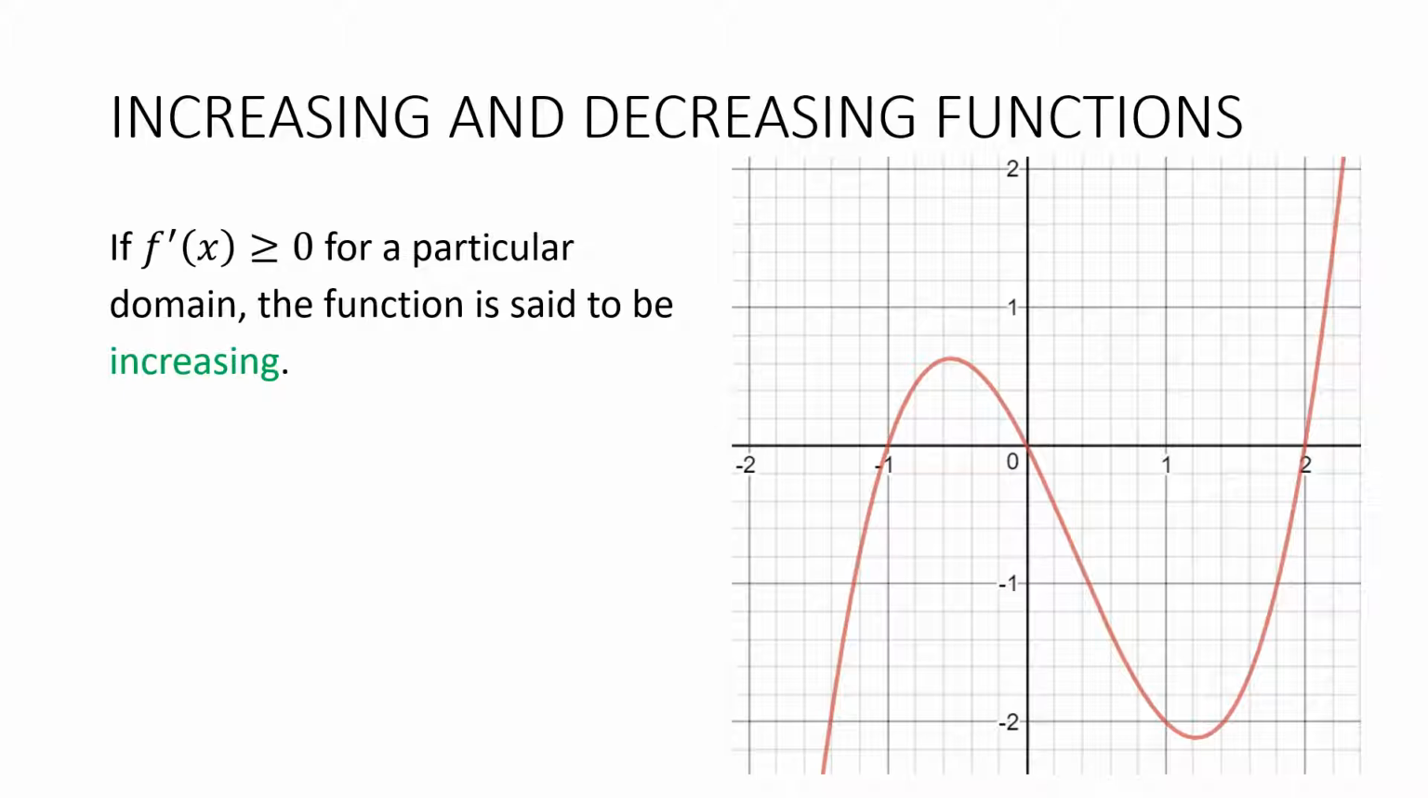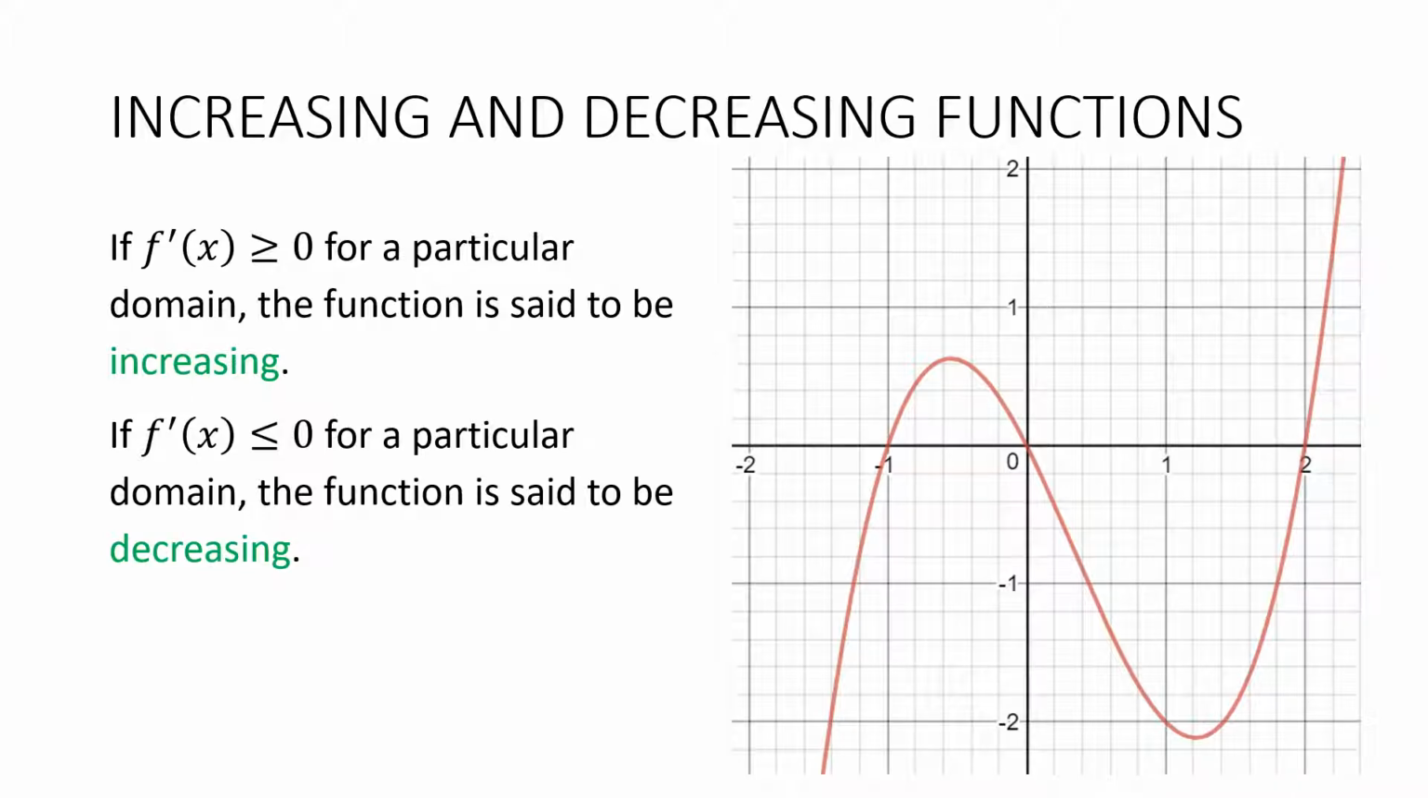So if f dashed of x is greater than or equal to 0 for a particular domain, then the function is said to be increasing. If f dashed of x is less than or equal to 0 for a particular domain, the function is said to be decreasing. So let's have a look at this function over here and figure out where it's increasing and decreasing. Let's take this section first.